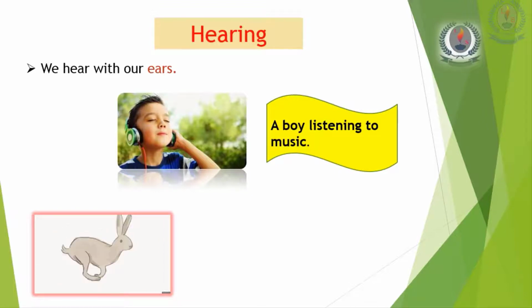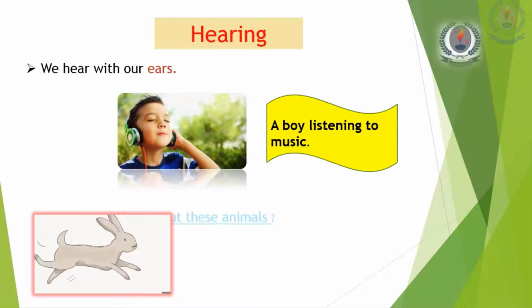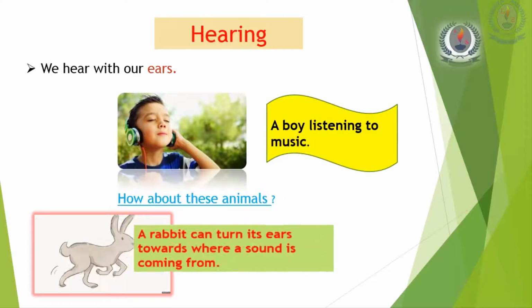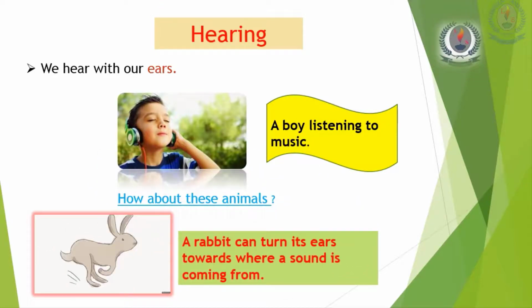All human beings hear using ears. How about these animals? There's a picture of a running rabbit. A rabbit can turn its ears towards where a sound is coming from. That's a talent of a rabbit.